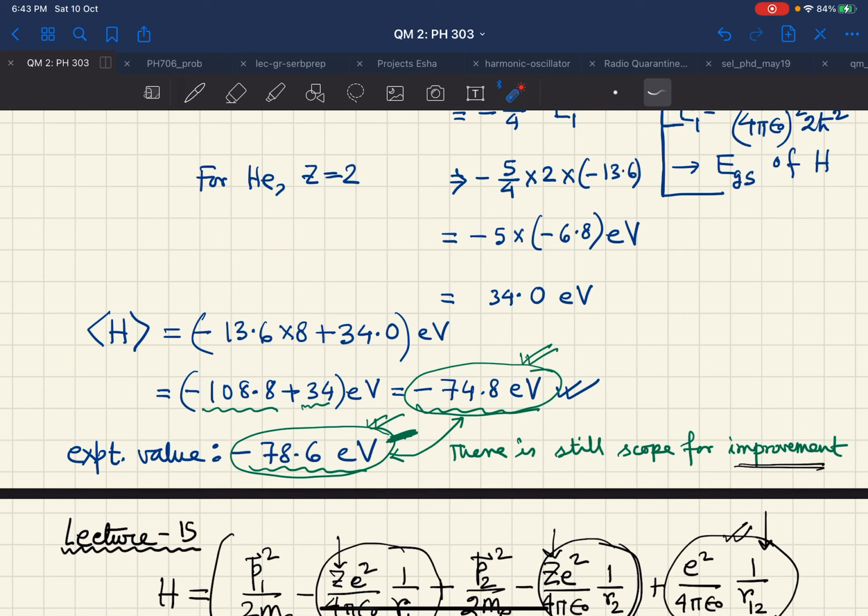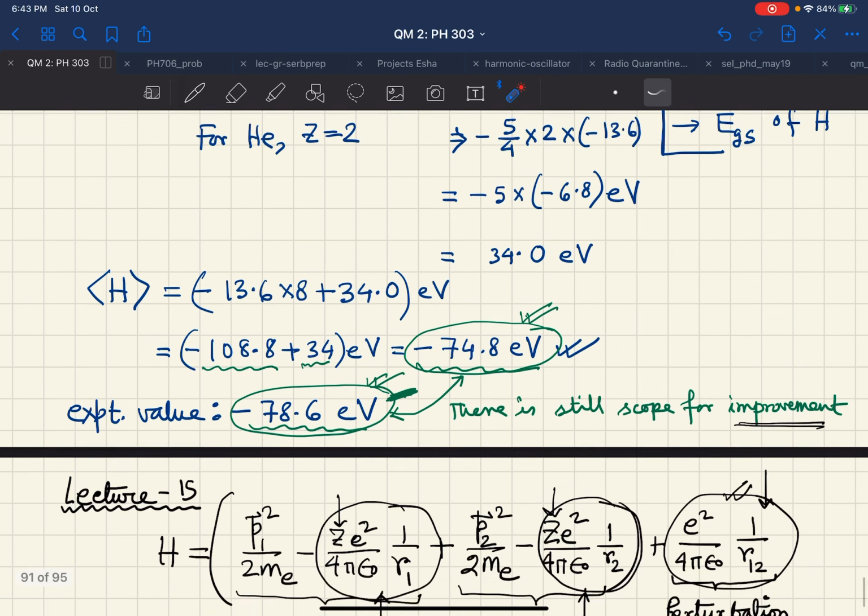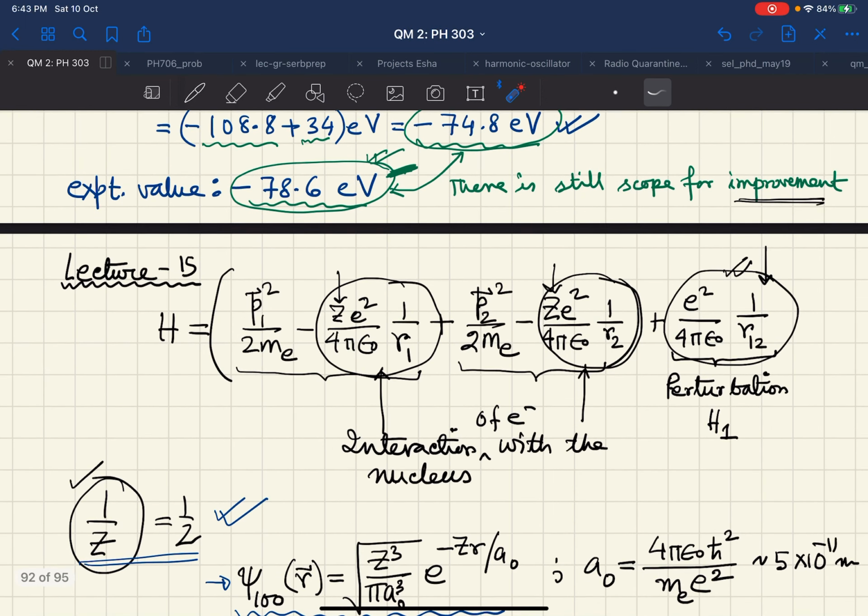Close, but as I said in the last class, there is still some scope for improvement. Now, before going into the improvement part, let me comment on the application of perturbation theory in this particular problem.